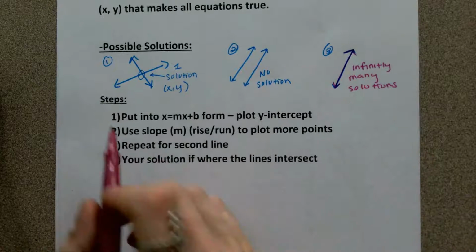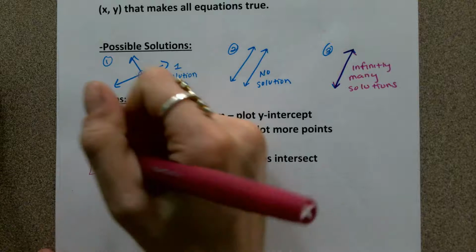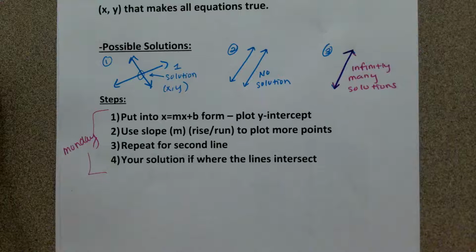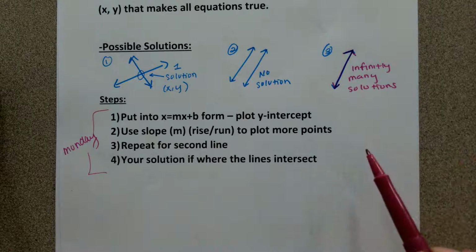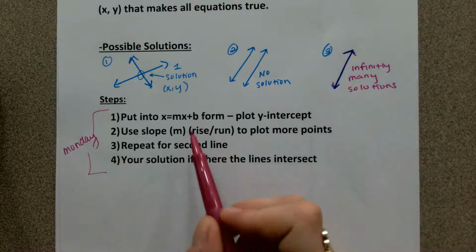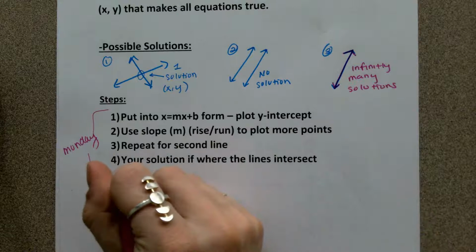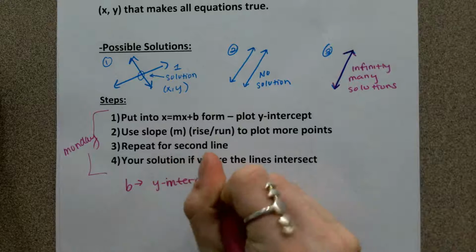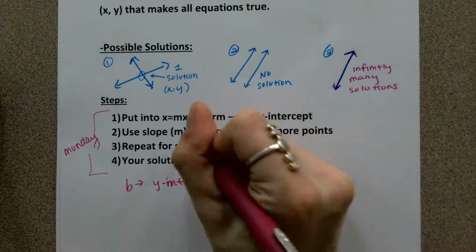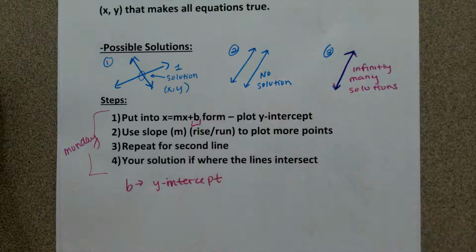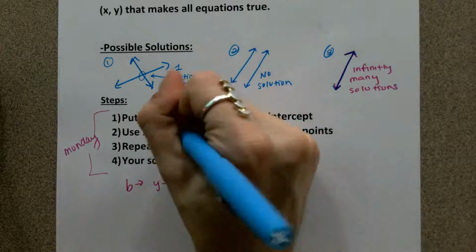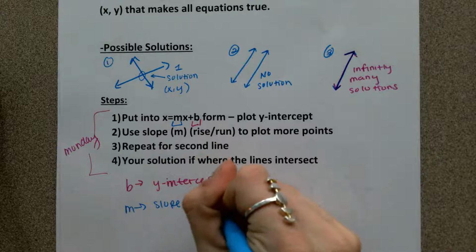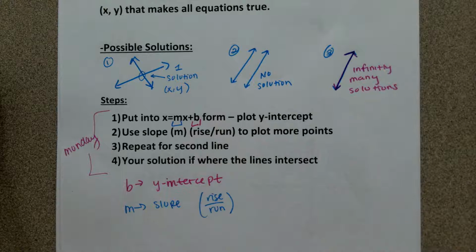Okay, so this is what we did on Monday. This is just a review on how to graph a line. So you guys can pause it and write down the steps. I just want you to know that b is your y-intercept. So that's the number on the outside here when we have it in mx plus b form, and then m is your slope, which is rise over run.